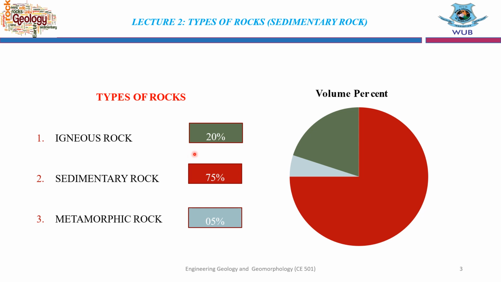You see here the igneous rock is 20% and the sedimentary rock is 70%. Can you imagine what is the amount of sedimentary rock on this earth? The red portion is full of sedimentary rock in volume percent of this earth.